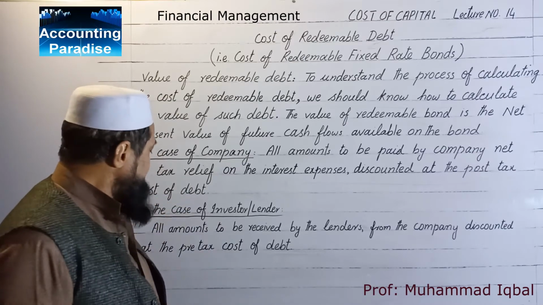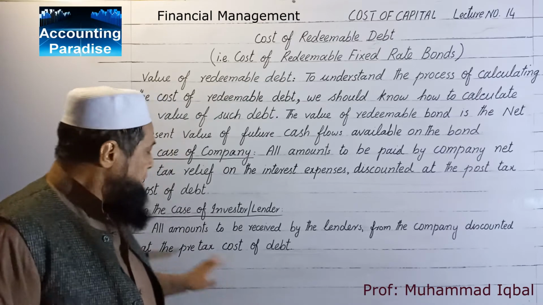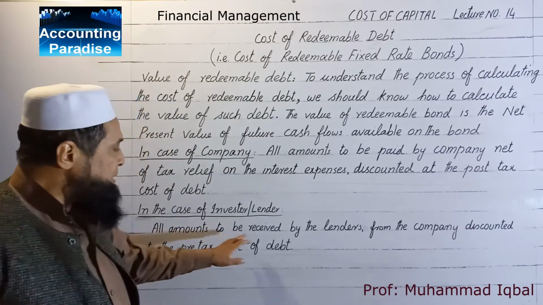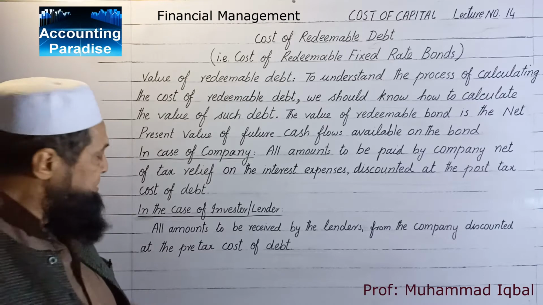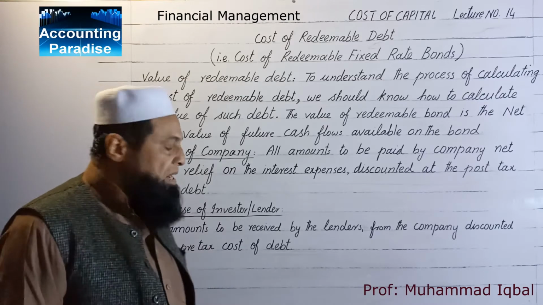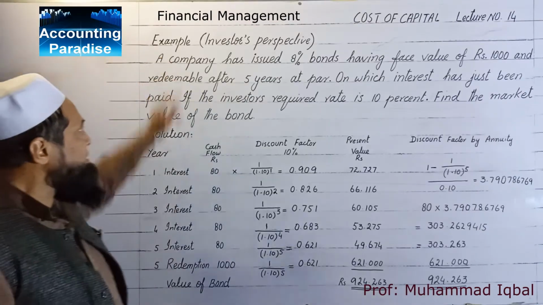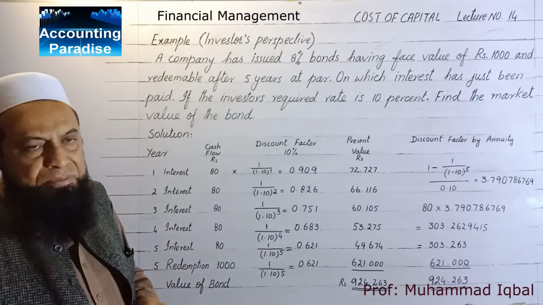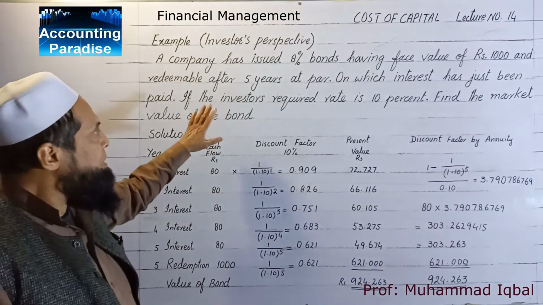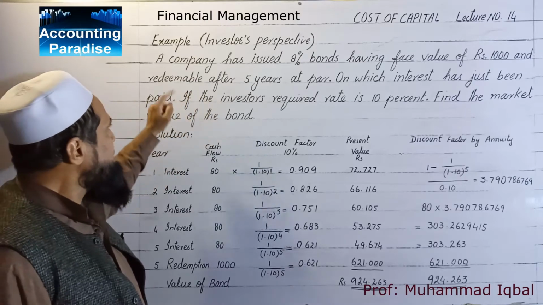of debt. In the case of investors or lenders, all amounts to be received by the lenders from the company are discounted at the pre-tax cost of debt. This is an example from the investors' perspective. We will calculate the value of the bond.